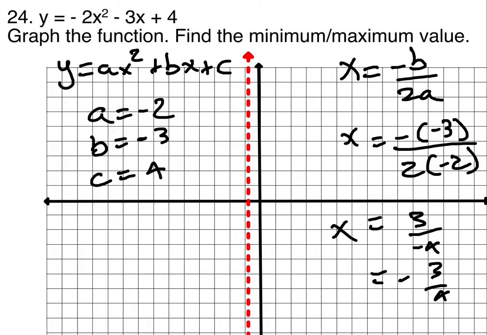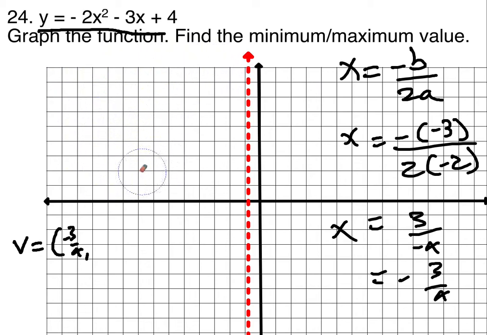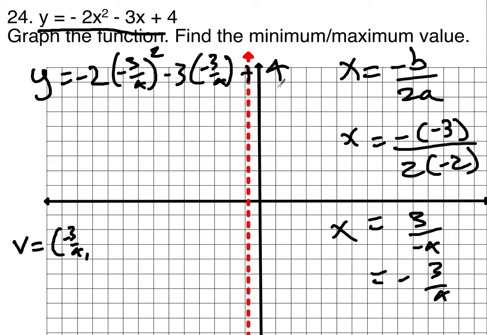Okay, and then we have to find the y value. So this is the x value of the vertex. The vertex is negative 3/4, comma, something. And we have to plug it back into this equation to find out what that is. So let me make some more space. y is equal to negative 2 times x, in this case negative 3/4, squared, minus 3 times x, plus 4.